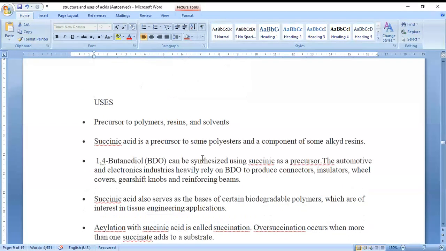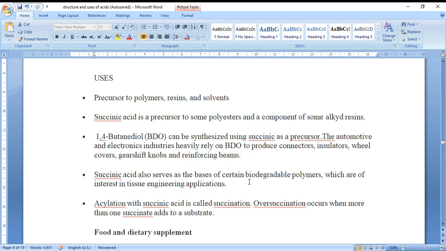And it is also used in the automotive and electronic industries, where it can be used to produce connectors. So indirectly it is used, why? Because this succinic acid can be used to produce butanediol, and this butanediol can be used for connectors, insulators, and wheel covers in the electronic and automotive industries. It also serves as a basis for biodegradable polymers, which is very important in tissue engineering applications. And acylation with succinic acid leads to the formation of succinate.